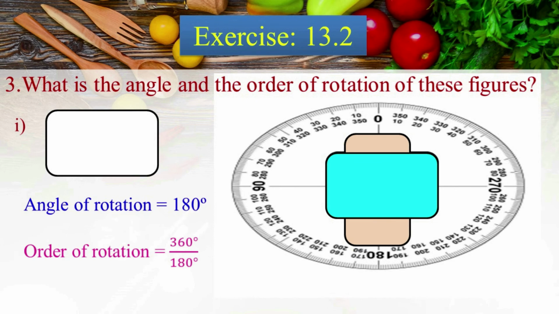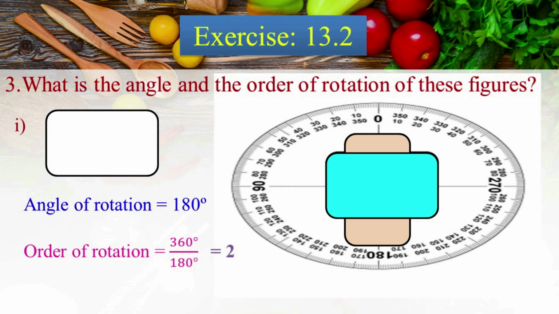Order of rotation is equal to 360 degree divided by 180 degree, which is equal to 2. From this, we come to know that the angle of rotation of the given figure is 180 degree and order is equal to 2. Order is equal to 2 means 2 times we get the original shape on one full rotation.